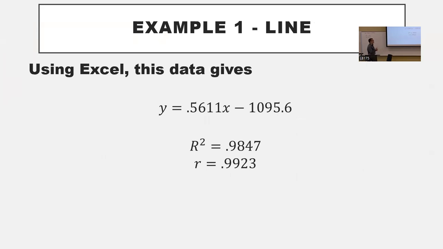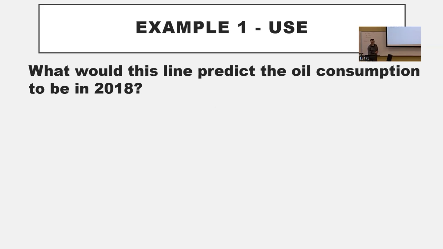And once we do that, we're going to answer some basic questions. We always are going to ask, is this a good fit? And yes, this one is a good fit. This line fits the data well. And then once I know what the regression line is, I can do predictions. This one says, what would this line predict the oil consumption to be in 2018?